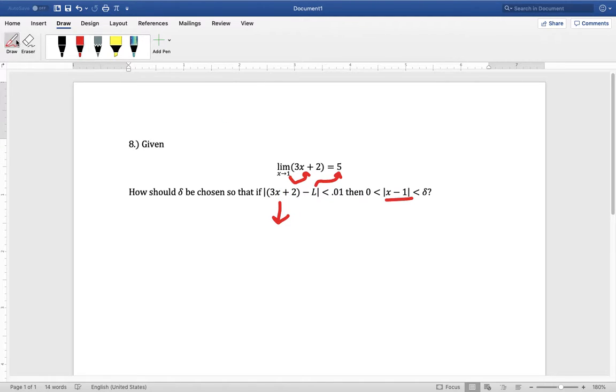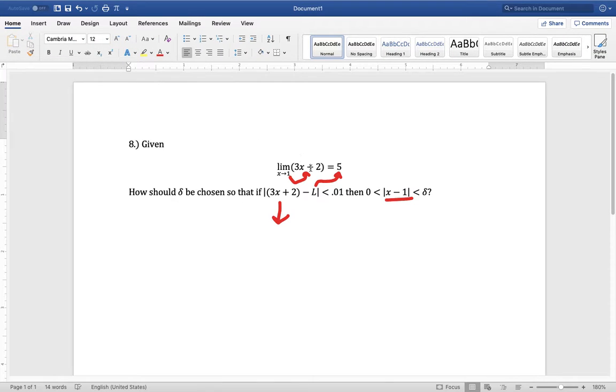So from this step on, you're basically going to work within this statement. I'll copy this and show you what's going on. What I'm going to do is replace this L with this 5, because that is the limit. So then you're left with the statement: absolute value of 3x plus 2 minus 5 is less than 0.01. And now we're going to manipulate this statement.